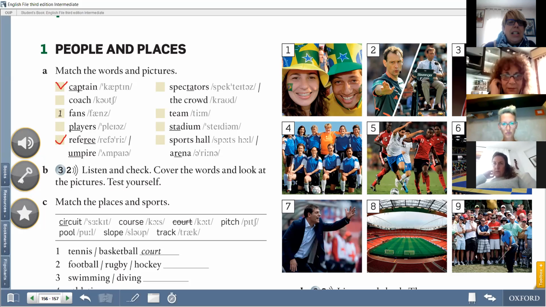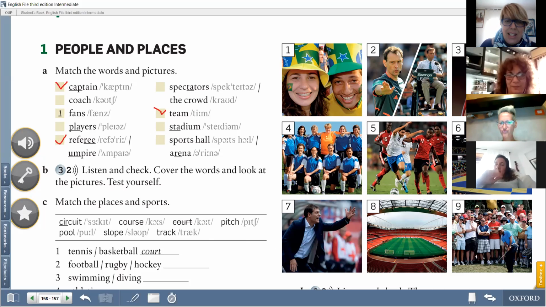Actually, I don't think they are spectators or the crowd, because the crowd is number nine. Yes, but spectators and the crowd is the same word. So try to find out another word, because what can you see? It's actually people, they are active in sport. They are playing probably a football match. It's a team.